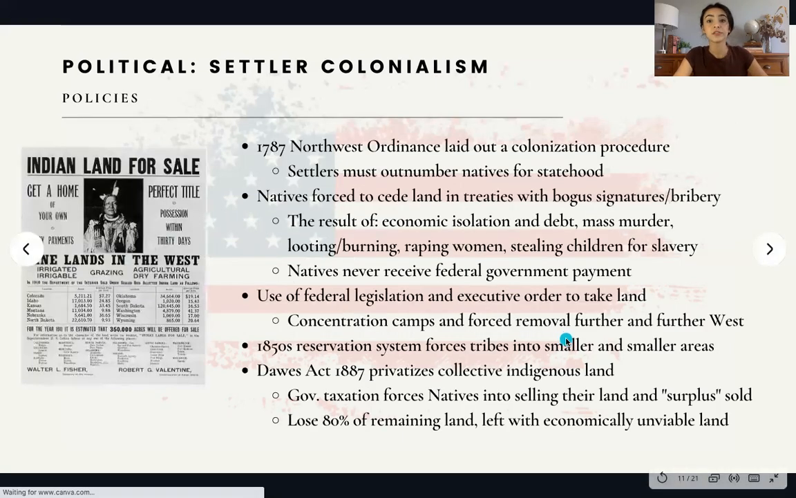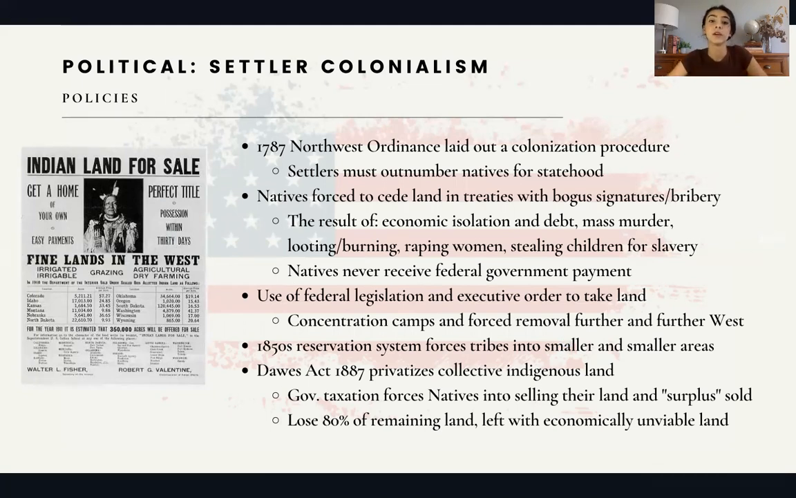All right. So what are the policies that allow settler colonialism to take place? Well, we know in 1787, the Northwest Ordinance lays out the colonization procedure, and it says that settlers must outnumber natives for statehood, saying from the beginning that you have to decrease the native population and you have to replace them with white Americans. And this sets this violent genocidal policy into motion. And there's two ways then that this was carried out and that these lands were brought into the United States.